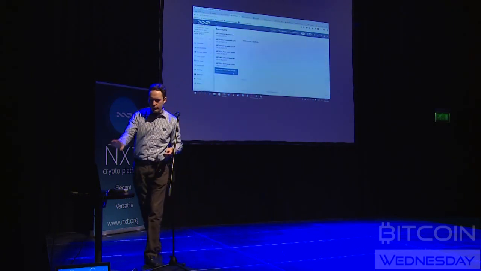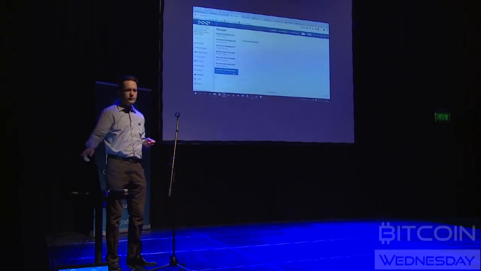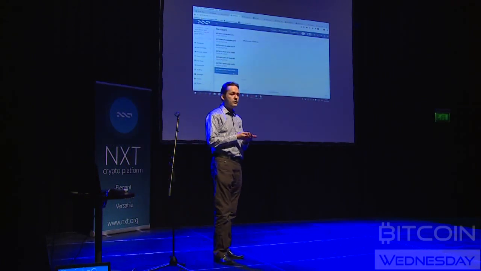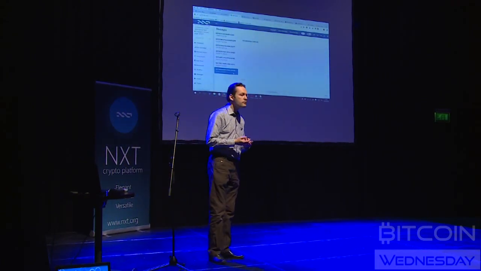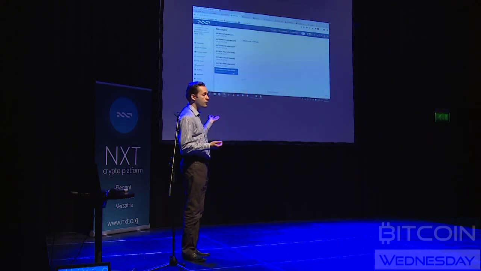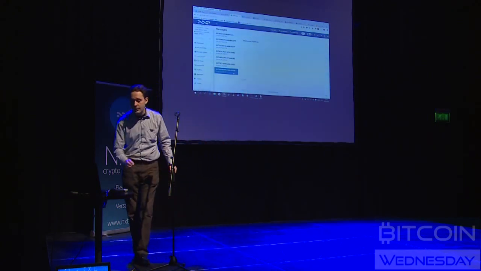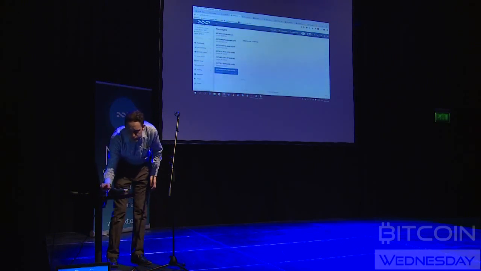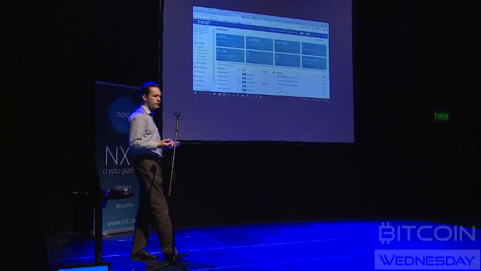So if you look at the client, you wouldn't know it. If you look at the API, you can get a lot more information about how to use Nxt. It's much more powerful than our client shows. This is because the client is used for the normal user and not particularly for developers per se.